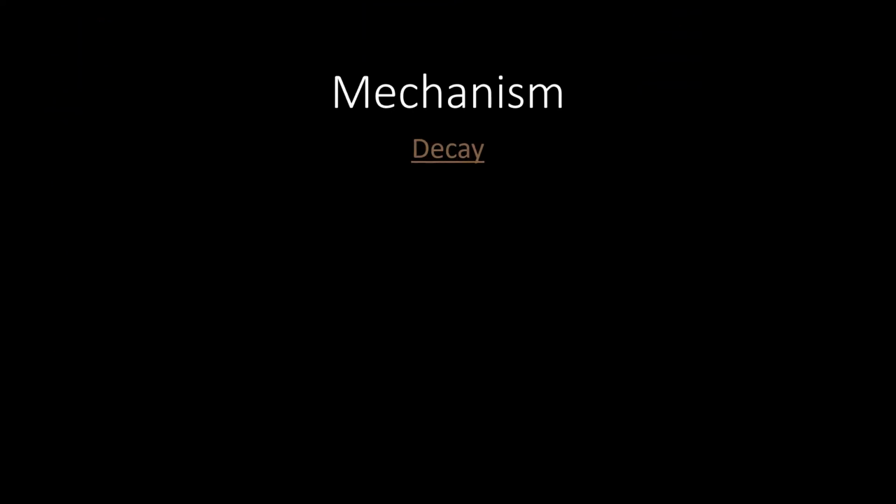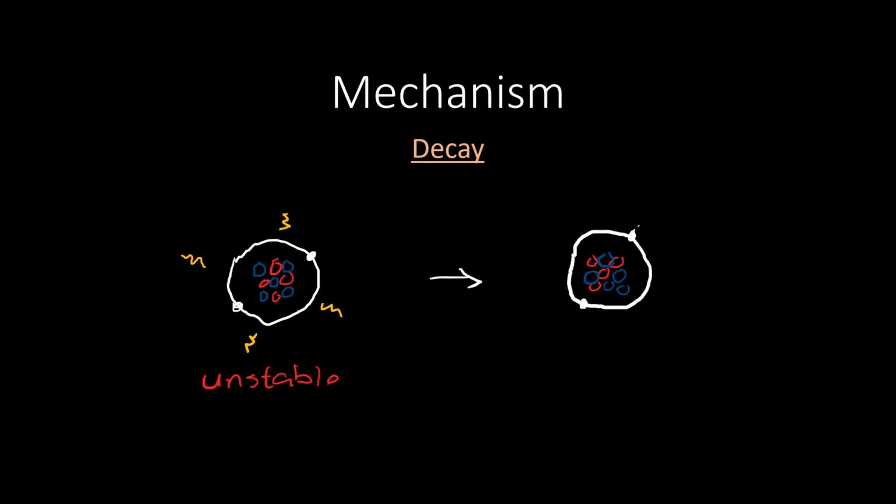PET is based on the principle of decay. A nucleus has a certain number of protons and neutrons, and depending on those numbers, they are stable or unstable. If they are unstable, they decay into a more stable form. There are multiple types of decay, but the one that is relevant for PET is called beta plus decay. In beta plus decay, a positron is emitted, hence positron emission tomography. In the nucleus, a proton decays into a neutron, and a positron is emitted. A positron is also known as an anti-electron, or the antimatter counterpart of an electron.